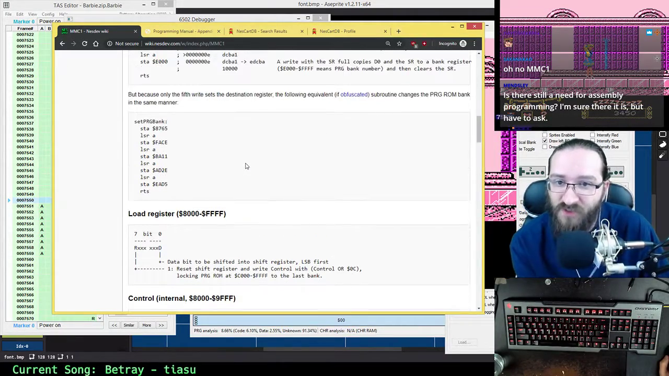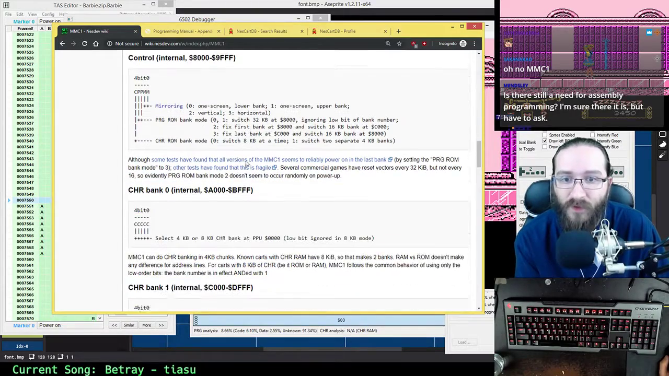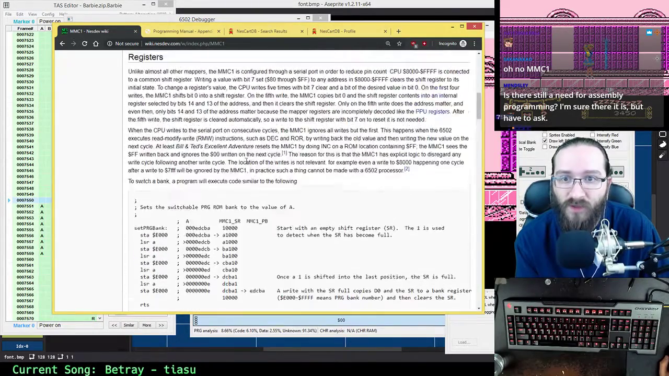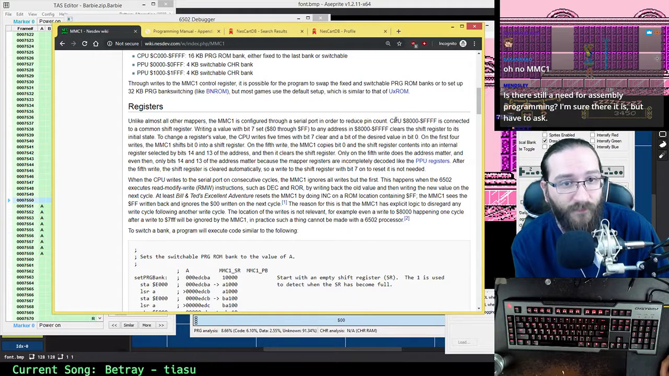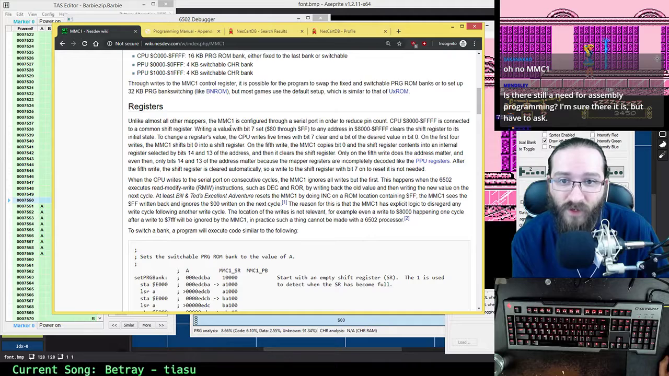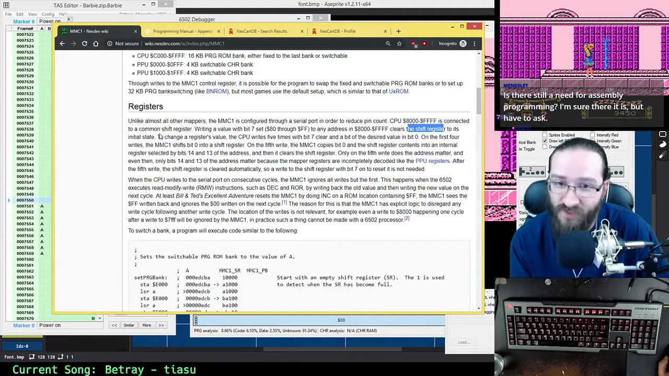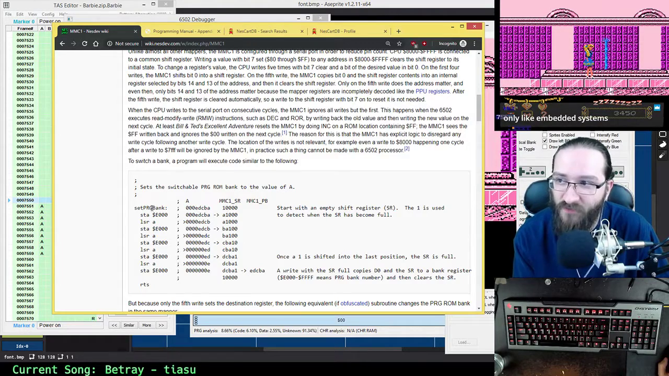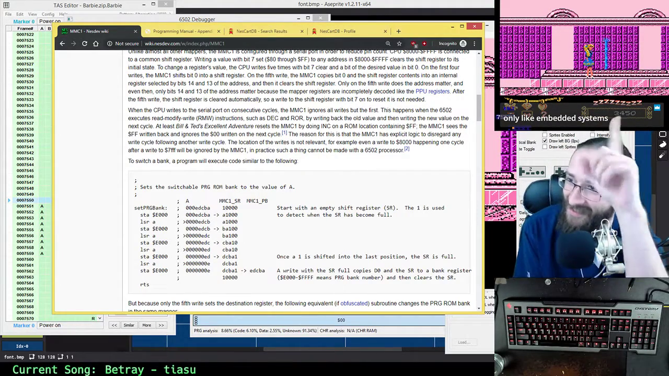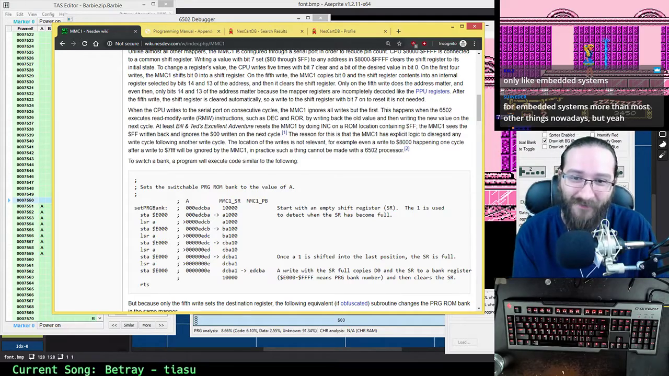So it writes to 2 separate registers. Unlike almost all mappers, MMC1 is configured through a serial port in order to reduce pin count. CPU $8000 to the end is connected to a common shift register. Writing a value with bit 7 set to any address clears the shift register to its initial state. So you need to write to this register a bunch, right? That's a telltale sign of mapper stuff.